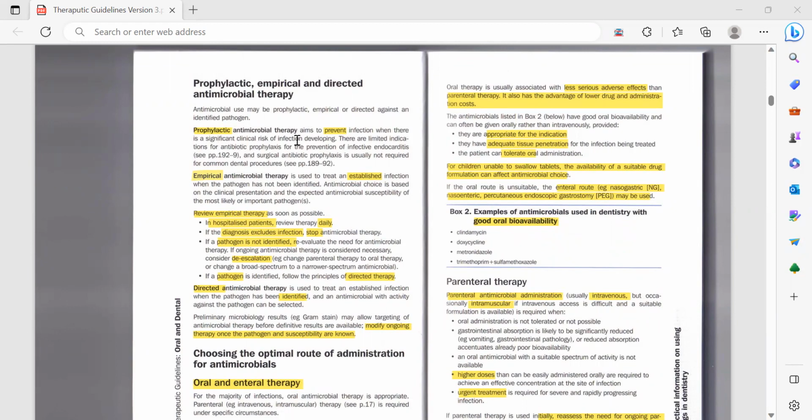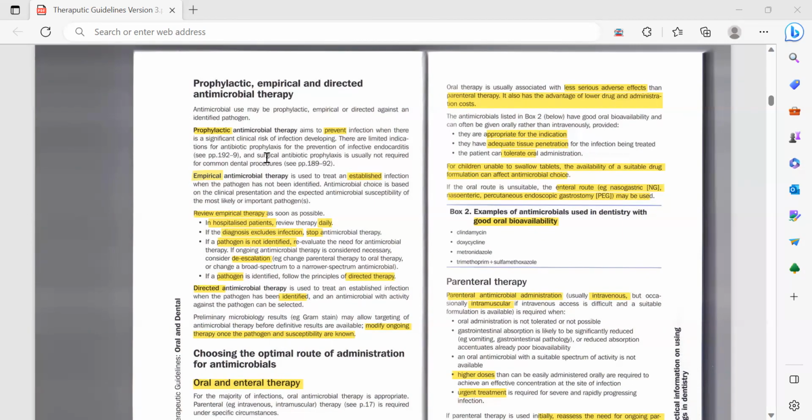Like, for example, if the patient is at risk of infective endocarditis, in certain cases, you need to prescribe the antibiotic. And surgical antibiotic prophylaxis is usually not required other than infective endocarditis, for the normal surgical antibiotic prophylaxis, like for any normal procedure, like if we need to take the tooth out, it is not very commonly used to prescribe the antibiotic 1 hour before the procedure.